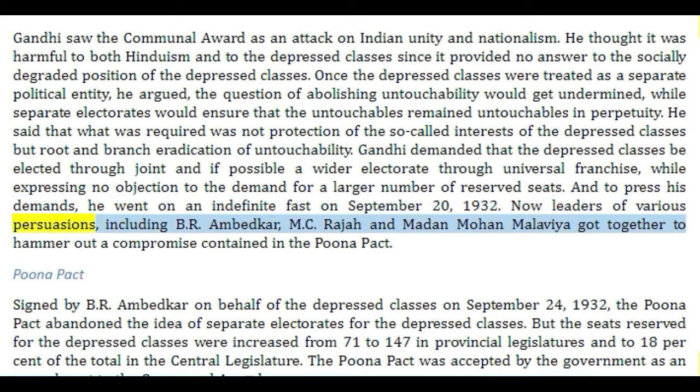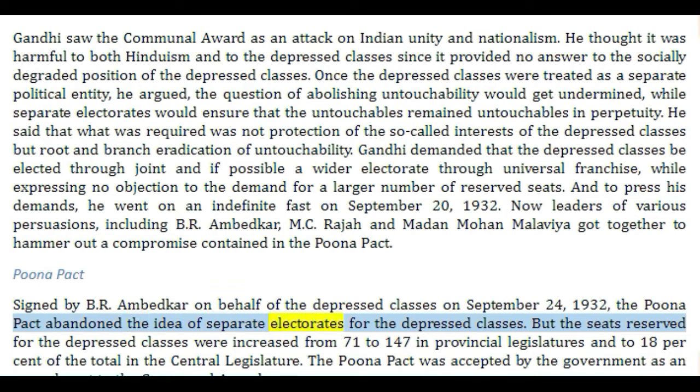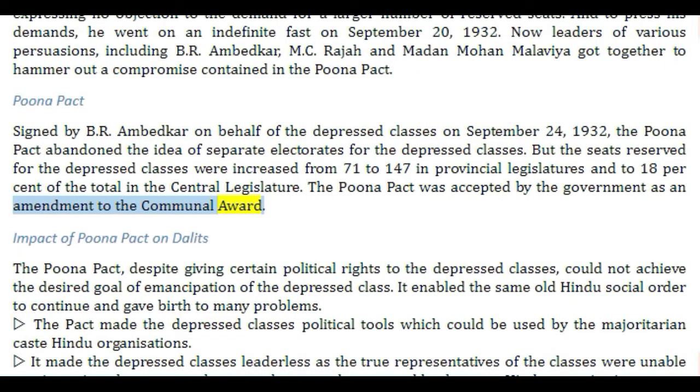Now leaders of various persuasions, including B.R. Ambedkar, M.C. Rajah and Madan Mohan Malviya got together to hammer out a compromise contained in the Pune Pact. Signed by B.R. Ambedkar on behalf of the depressed classes on 24 September 1932, the Pune Pact abandoned the idea of separate electorates for the depressed classes. But the seats reserved for the depressed classes were increased from 71 to 147 in provincial legislatures and to 18% of the total in the central legislature. The Pune Pact was accepted by the government as an amendment to the communal award.